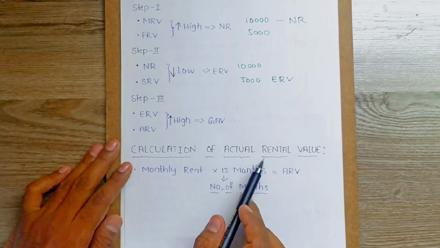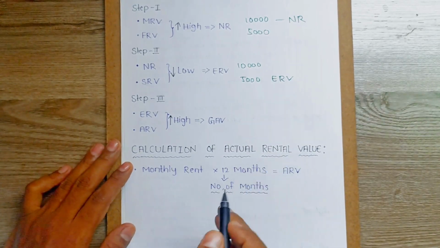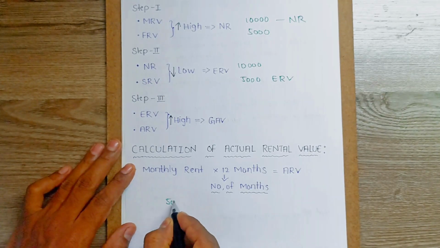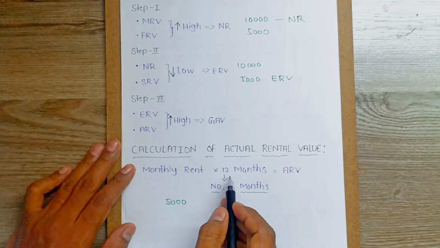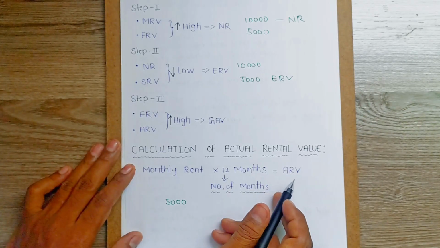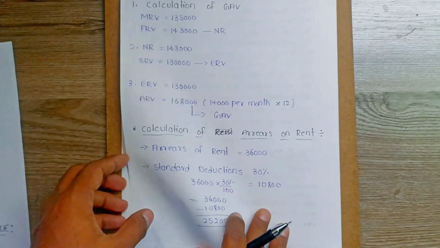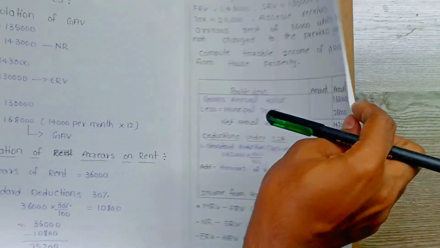While calculating the actual rental value, sometimes they give it directly for the year, sometimes they give it for the month, like 5,000 per month. We need to multiply by the number of months, then we get ARV. So these are the working notes to use while doing the sum. First we will see the proforma.